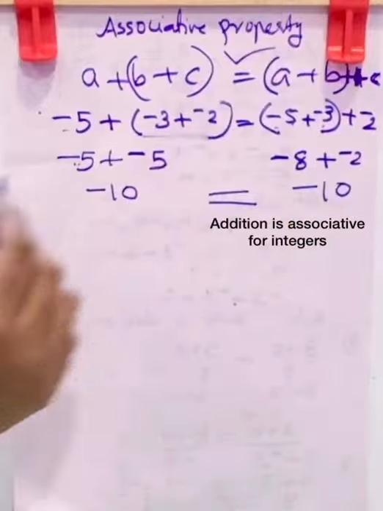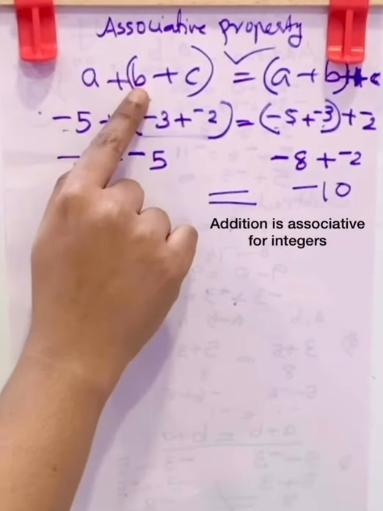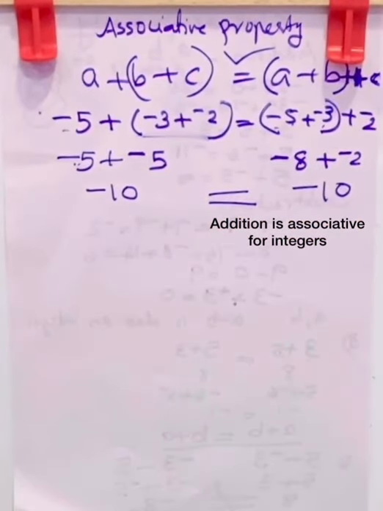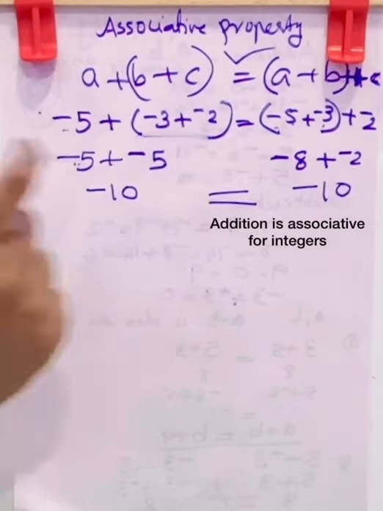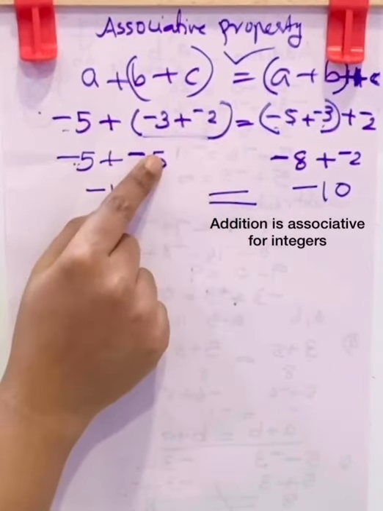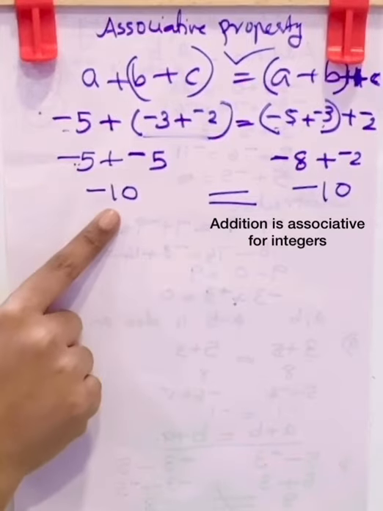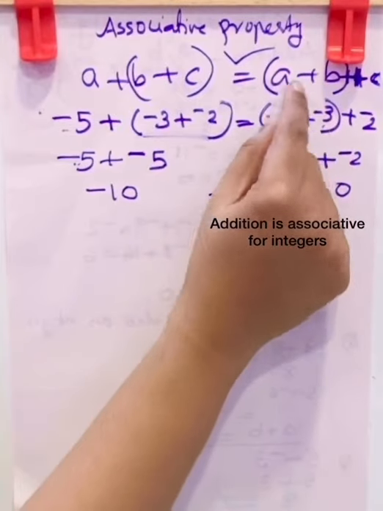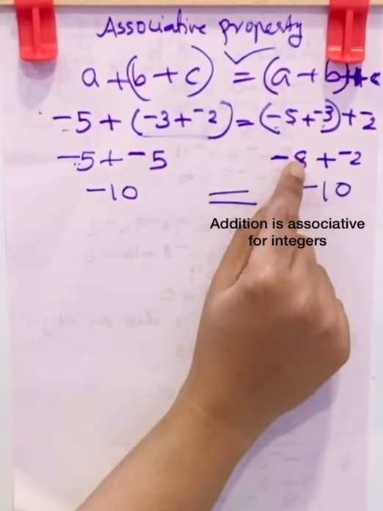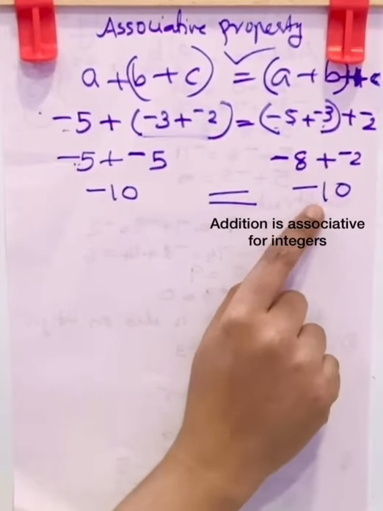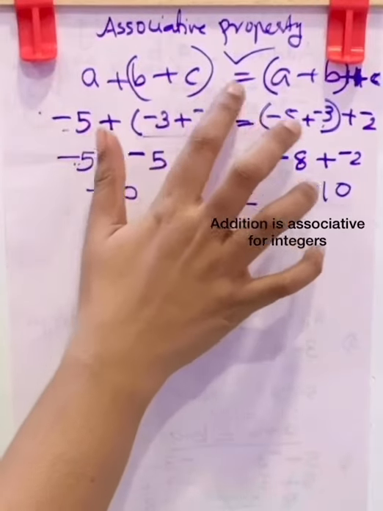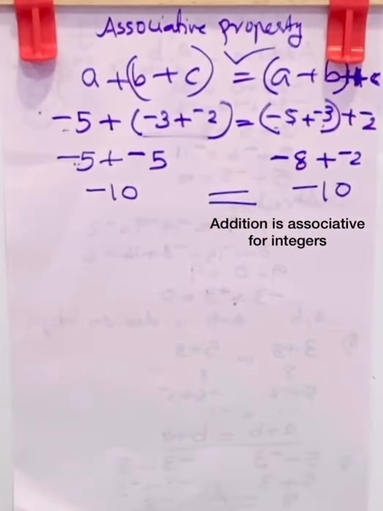So this is satisfied. That is, a plus (b plus c) is equal to (a plus b) plus c. First we add the two numbers inside the bracket and then add the first number. Here we are adding the same numbers, but first we add the first two numbers, then add the third number, and the answer is still the same. This is the associative property. Now next is additive identity.